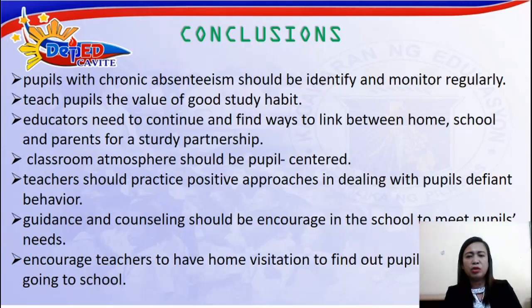With the presence of different contributory factors to the cause of absenteeism and its effect on the academic performance among pupils, the need for intervention should be a priority. Teach pupils the value of good study habit. Inform parents about the value of keeping their children in school at all times. Teachers should practice positive approaches in dealing with pupils' defiant behavior. Classroom atmosphere should be pupil-centered. Give more attention to those pupils who were left behind. Guidance and counseling should be encouraged in the school to meet pupils' needs. And encourage teachers to have home visitation to find out pupils' reason of not going to school.